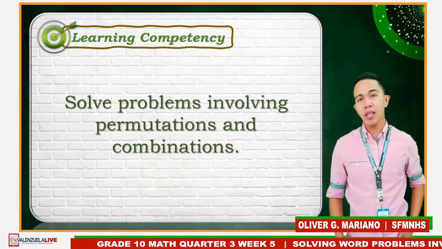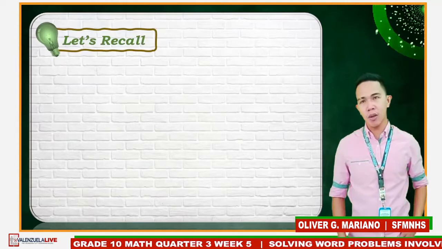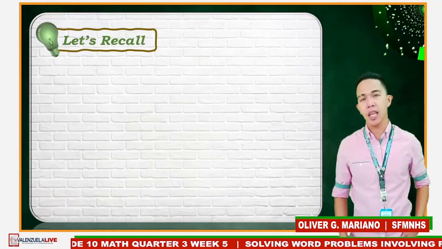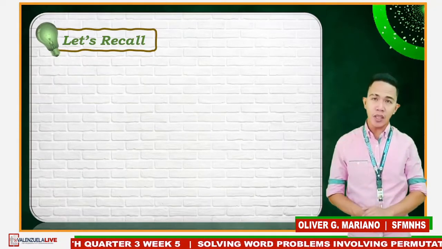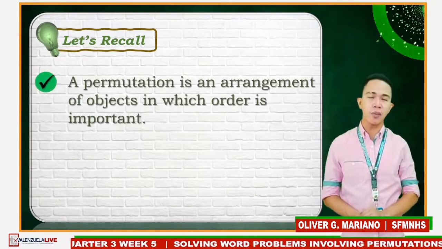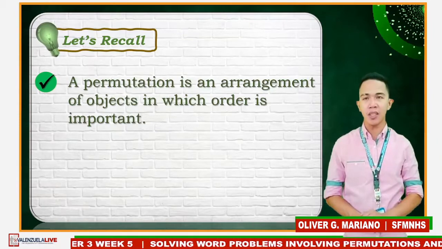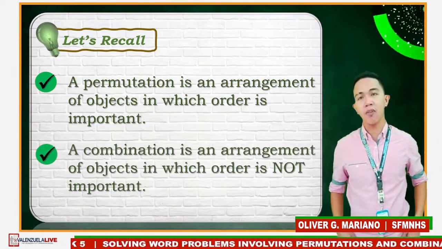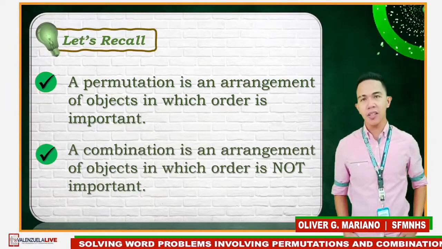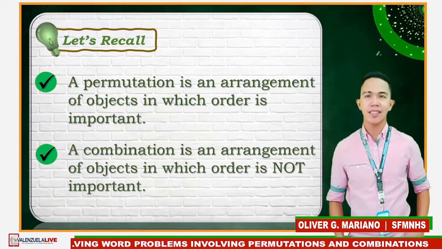Let's begin our lesson with a simple recall of the difference between a permutation and a combination. A permutation is an arrangement of objects in which order is important, while a combination is an arrangement of objects in which order is not important.